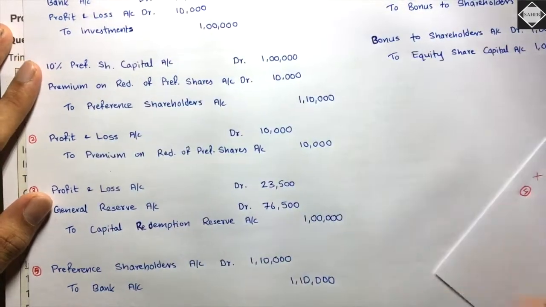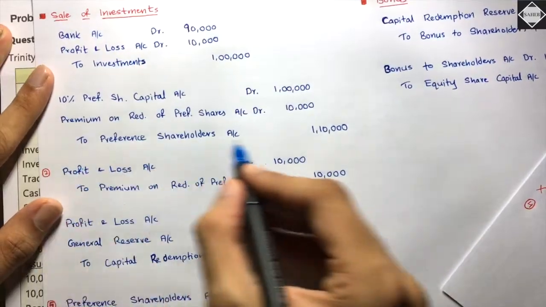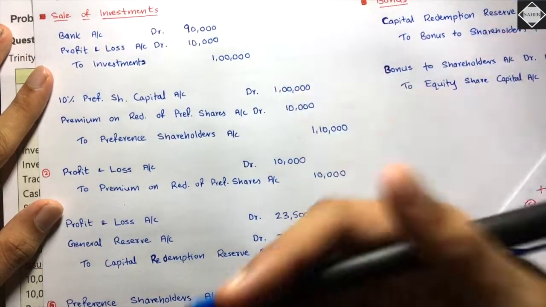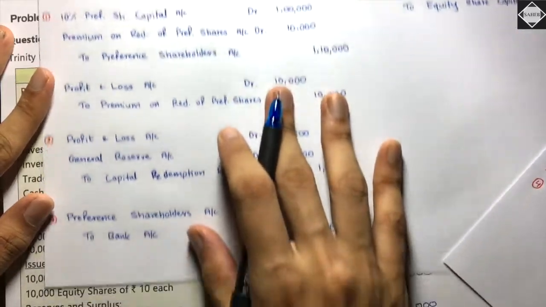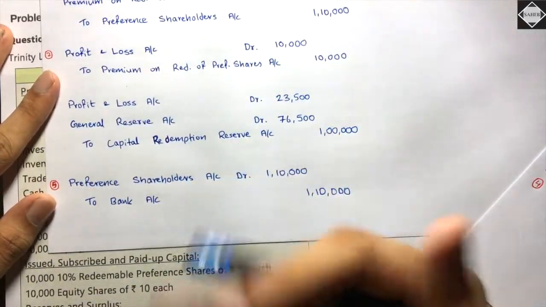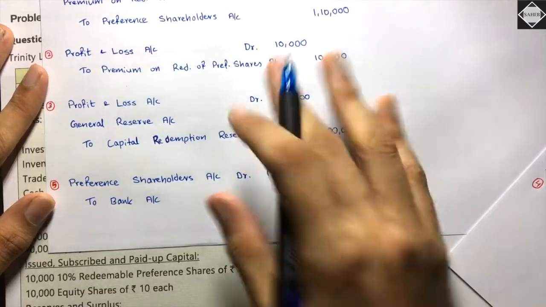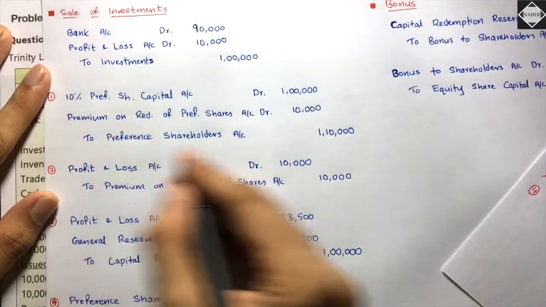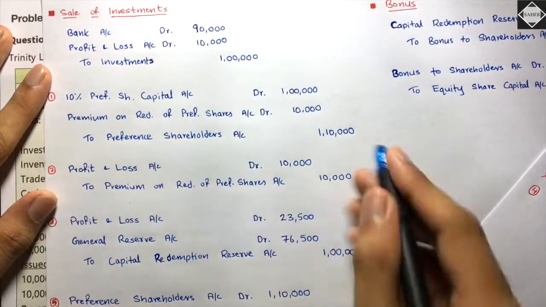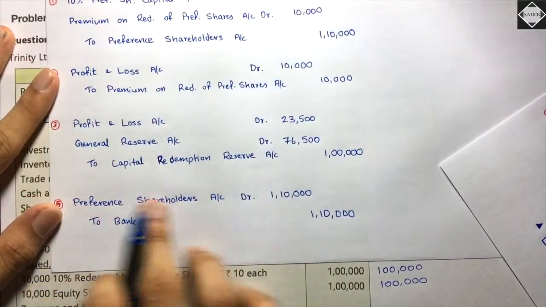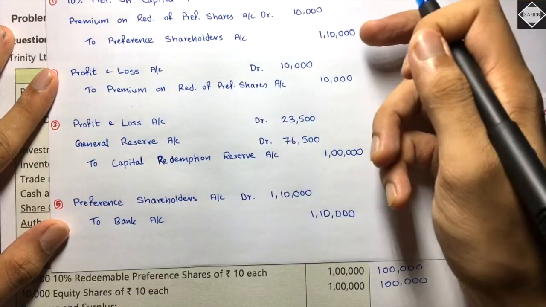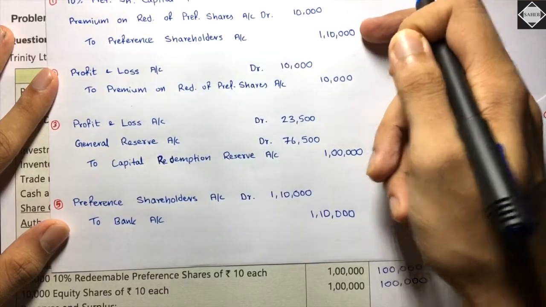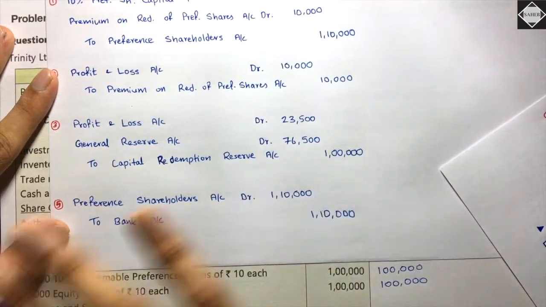Really simple. Just look at the first entry. In the first entry you accepted, you have to pay to preference shareholders account. Here liability increased. Now at the end, what's happening? You're paying off. If you're paying off, then of course the liability will decrease. So here it was credited in the first entry, liability was increasing. Now you have to debit and decrease the liability. Preference shareholders account debit.